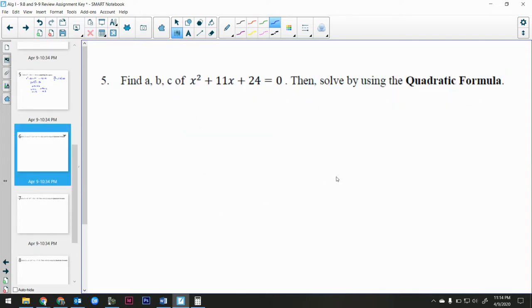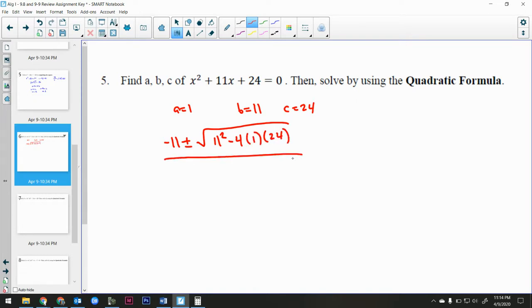How about that? All right, so let's take a look at the quadratic formula problems. So A is 1, B is 11, C is 24. The opposite of B, plus or minus the square root of B squared minus 4AC, all divided by 2 times A, or just 2.